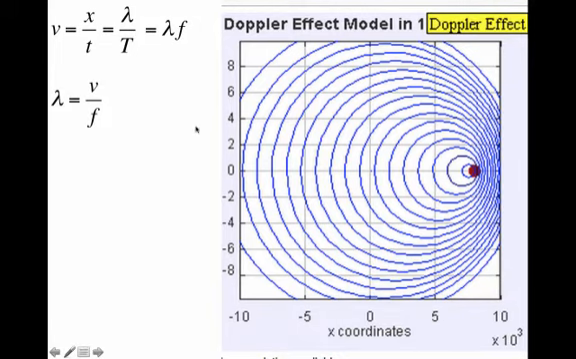Lambda is the speed of the wave as it moves away from the source divided by the frequency that the source is making the waves. But the thing is, this speed, how fast they move away from the source, is a function of how fast the wave is moving and how fast the source is moving.